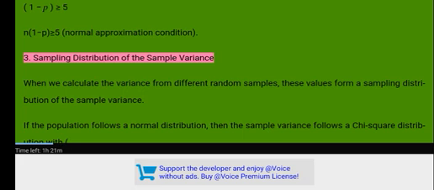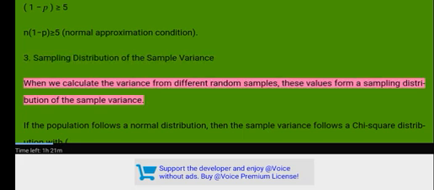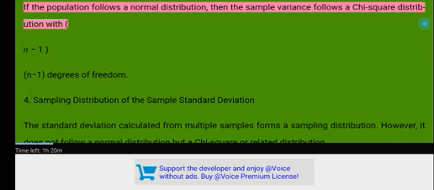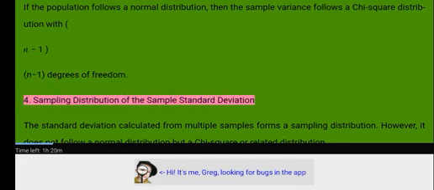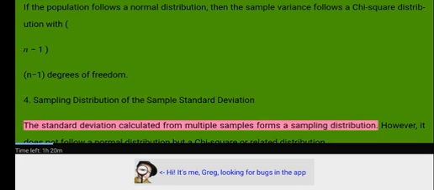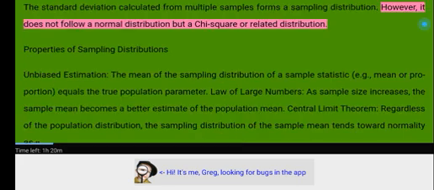3. Sampling distribution of the sample variance. When we calculate the variance from different random samples, these values form a sampling distribution of the sample variance. If the population follows a normal distribution, then the sample variance follows a chi-square distribution with n minus 1 degrees of freedom. 4. Sampling distribution of the sample standard deviation. The standard deviation calculated from multiple samples forms a sampling distribution. However, it does not follow a normal distribution but a chi-square or related distribution.